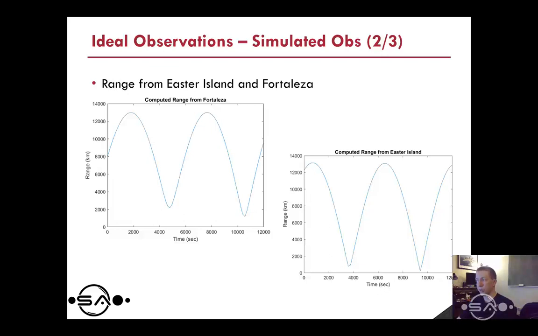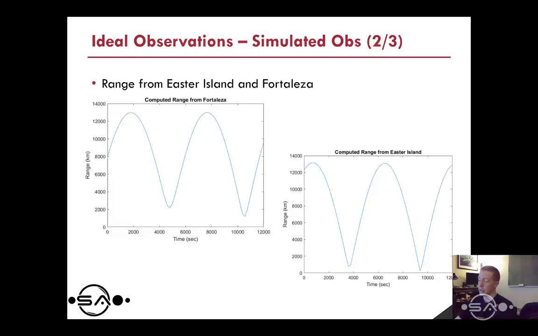So this is the geometric range from our Easter Island and Fortaleza. I did this in MATLAB, and I did this all the way out. As you can see, we have a minimum when the satellite starts to approach the ground station. But look at Fortaleza for a minute on the left-hand side. It doesn't even break 2,000 kilometers, whereas Easter Island, that first pass is well under 2,000 kilometers. So we know that we're going to get a much better look at Easter Island.